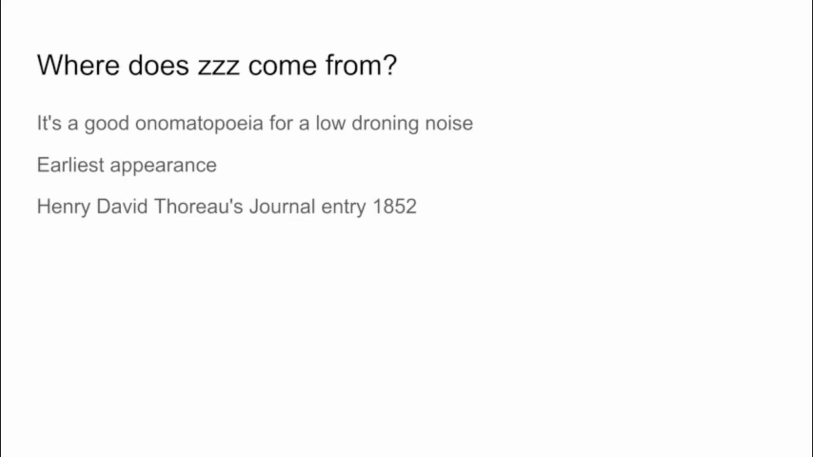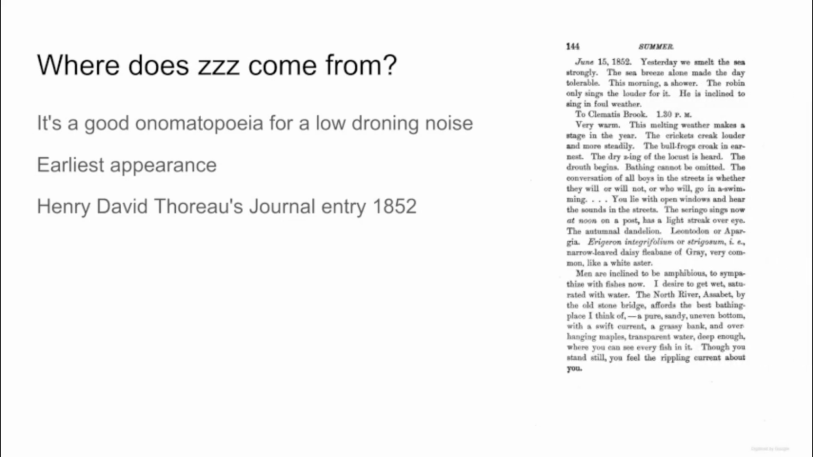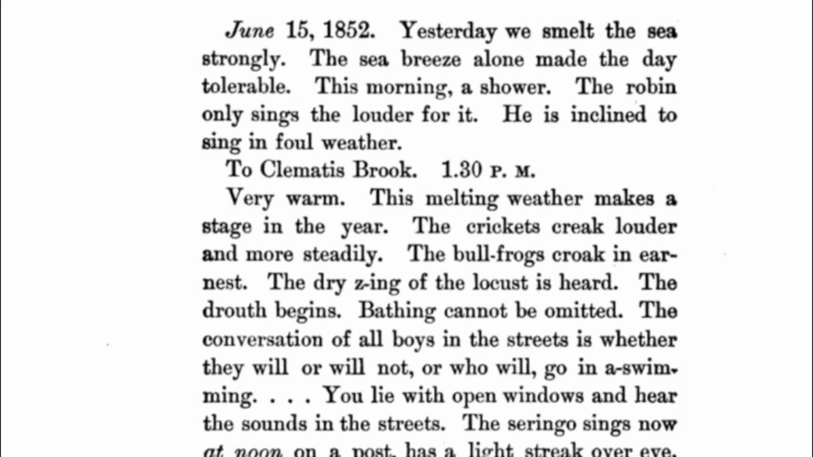Well, the earliest documented use of Z as an onomatopoeia, as a low droning noise, comes from Henry David Thoreau's journal entry dated 1852. And there it is. You might not be able to read that, so let's zoom in on it, shall we? And about halfway down the page: very warm. This melting weather makes a stage in the year. The crickets creak louder and more steadily. The bullfrogs croak in earnest. The dry zizzing of a locust is heard. It's there, and this is one of the early examples of onomatopoeia.